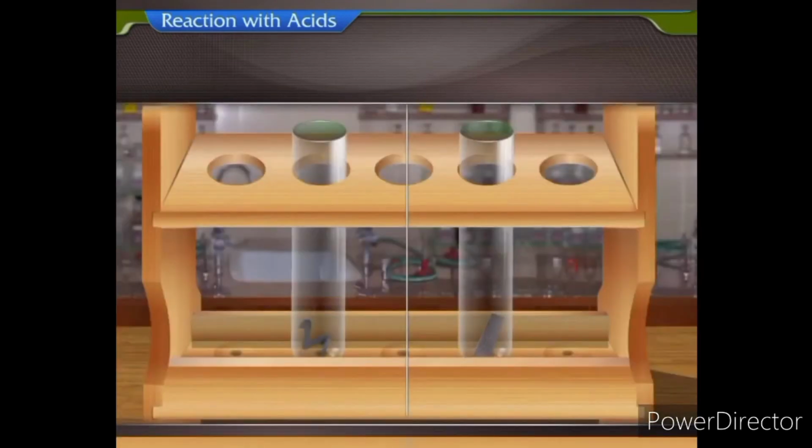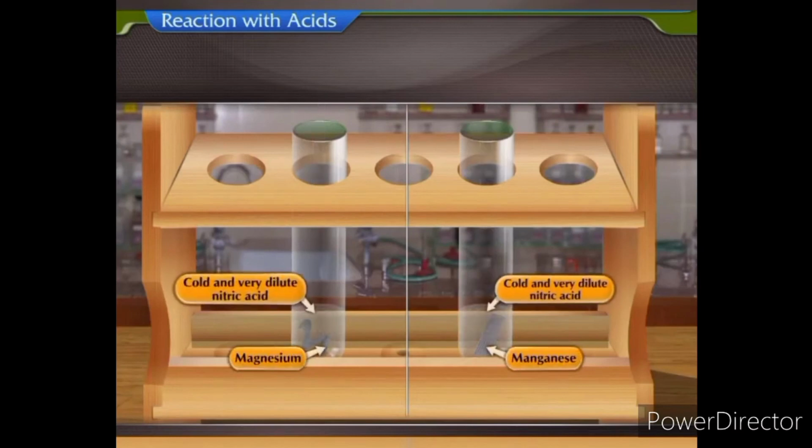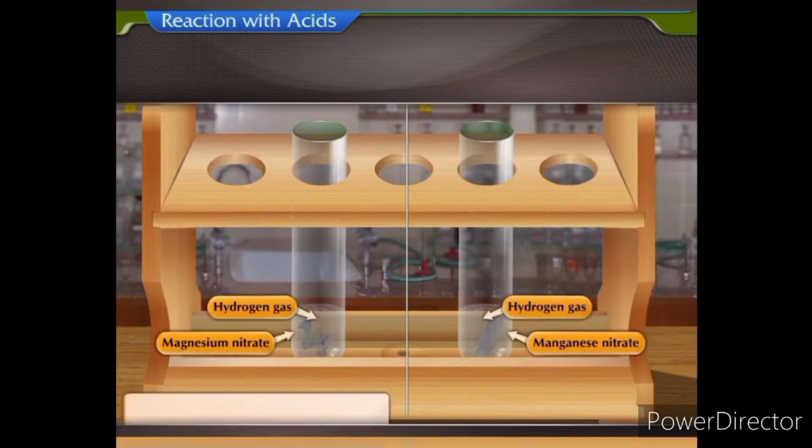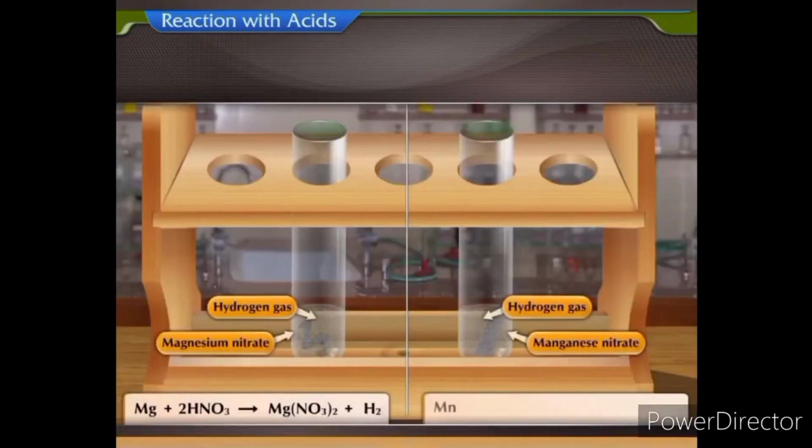But metals like magnesium and manganese react with cold and very dilute nitric acid to form the metal nitrate and hydrogen gas. Magnesium reacts with dilute nitric acid to form magnesium nitrate and hydrogen gas. Manganese reacts with dilute nitric acid to form manganese nitrate and hydrogen gas.